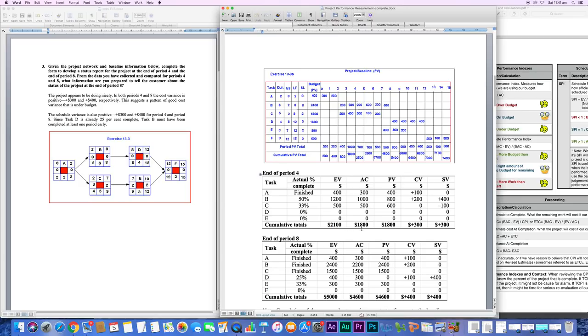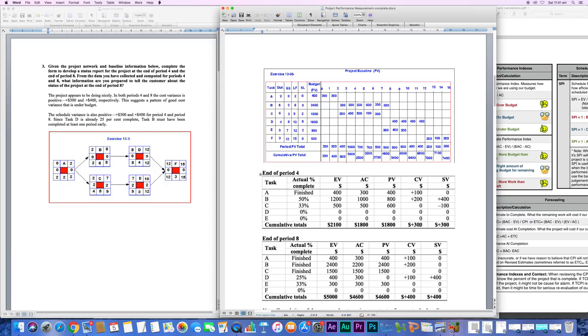Actual cost is given to you. You can just sum it all up. That's all you need. Plan cost in this case is given to you. We sum it all up. And what do we do now? We calculate cost variance and schedule variance. Cost variance is what? Earned value minus actual cost. In this case, 400 minus 300 is 100. 1,200 minus 1,000, it's plus 200. This is the same, so the difference is 0. So the total cost variance is positive 300.